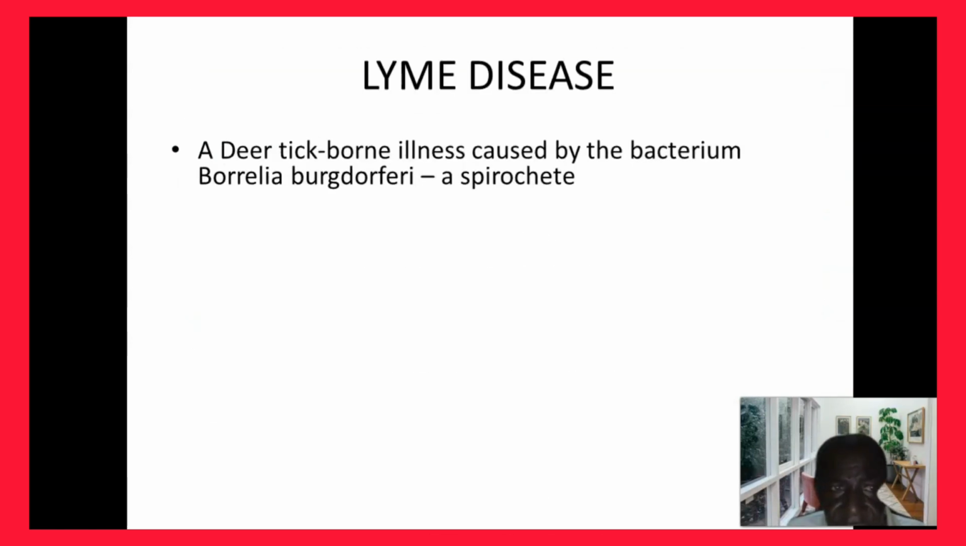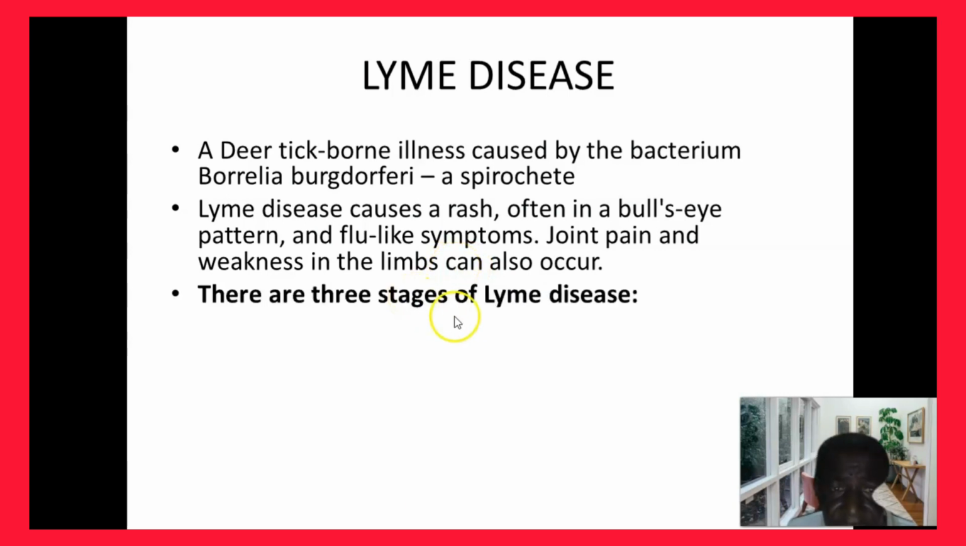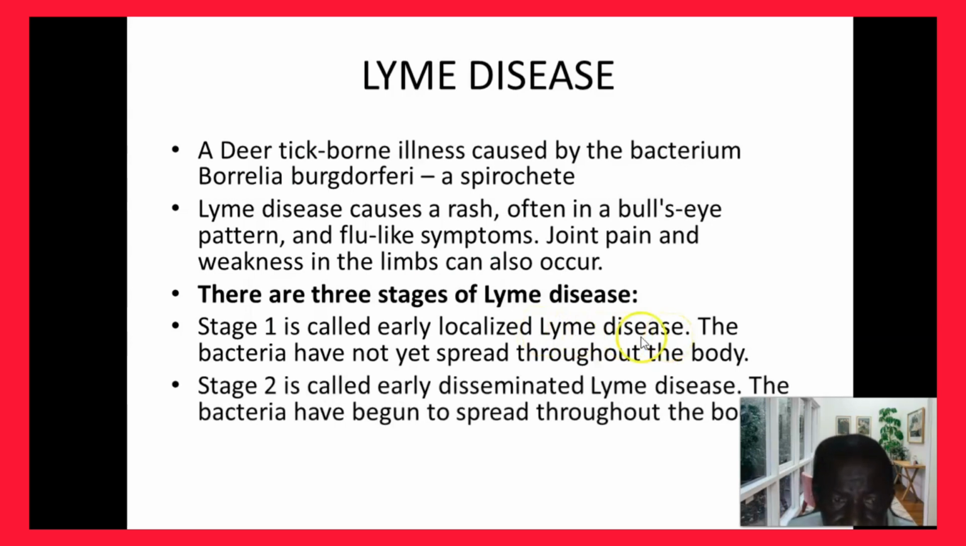Lyme disease is caused by Borrelia burgdorferi, and it causes a rash, often in a bullseye pattern, and flu symptoms. Joint pains and weakness in the limb can also occur. There are 3 stages of this. One is the localized Lyme after the bite, where the bacteria is localized. The third is early dissemination.